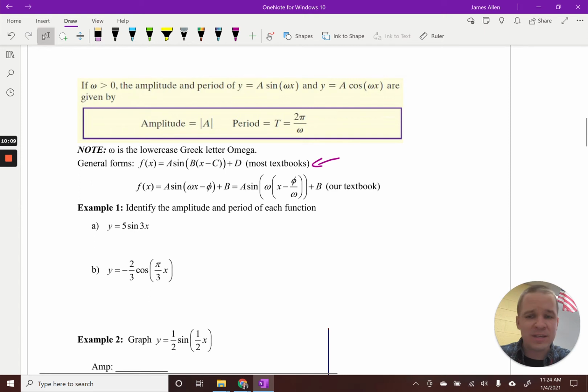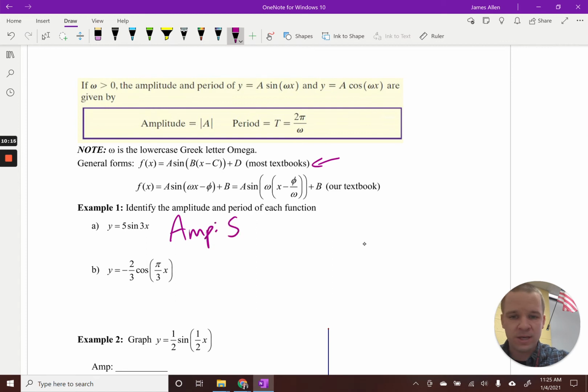So in example A here, we've got that 5 out in front. That would be our amplitude. So our amplitude is going to be 5, always positive. Now our period for this one, I would take 2 pi and divide it by that coefficient in front of the x, based on how these formulas are written. So I have 2 pi divided by 3. And that's literally it for that one.